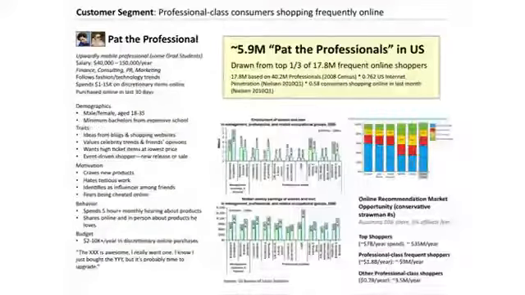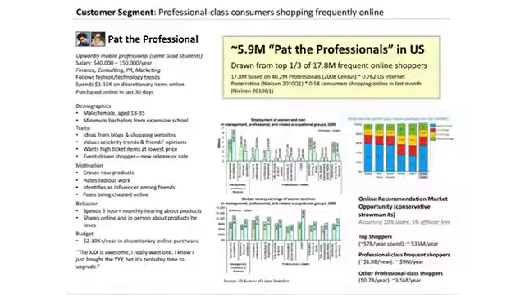Here was another example of a team putting together a detailed archetype of a set of customers. They gave their archetype a name, Pat the Professional. Specified who Pat was, upwardly mobile professional, salary, what they did, how much they spend, what their demographics are, what their traits were, what their motivations were, how many were there, where they worked, where they bought, etc. I thought this was a great example of a professional class consumer who was shopping frequently online.